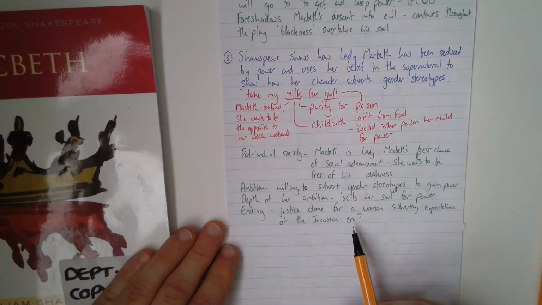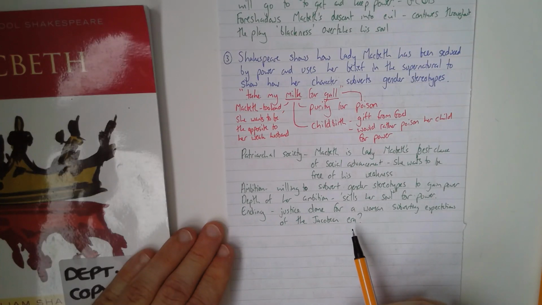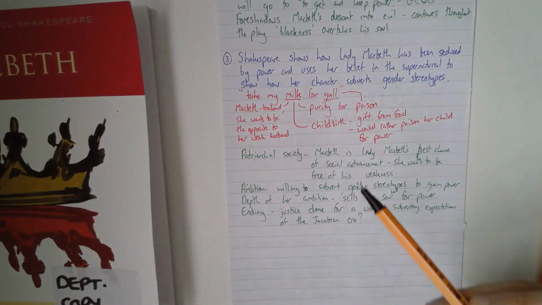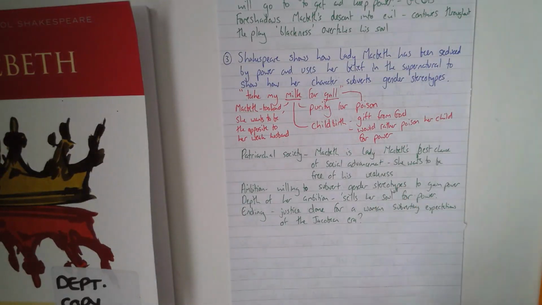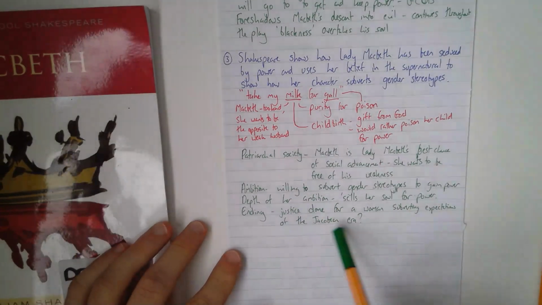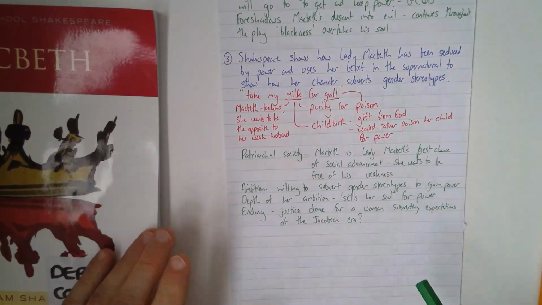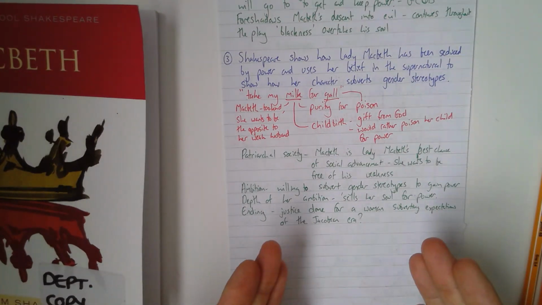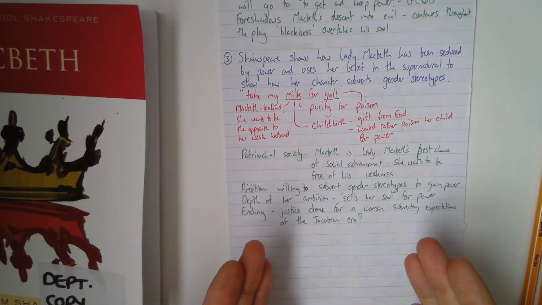expectations of the Jacobean era, but also subverting those gender expectations, going so far beyond what we'd expect of a woman and becoming evil in order to gain power? And there are lots of wider discussions to perhaps have about that, and whether Lady Macbeth is right or wrong, how an audience would respond to her character throughout the play as well.